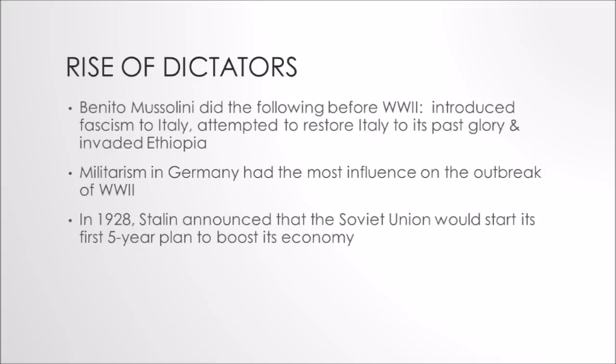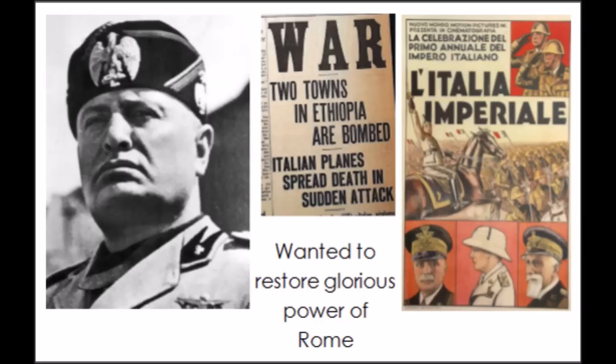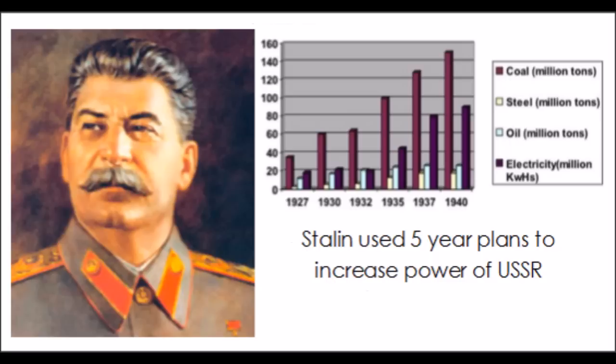Also between the wars was the rise of dictators. Benito Mussolini took over Italy and introduced fascism. He attempted to restore Italy to its past glory and invaded Ethiopia. Militarism in Germany had the most influence on the outbreak of World War II. In 1928, Stalin announced that the Soviet Union would start its first 5-year plan to boost its economy. In this picture, you'll see Benito Mussolini, who wanted to restore the glorious power of Rome. Joseph Stalin used 5-year plans to increase the power of the Soviet Union.